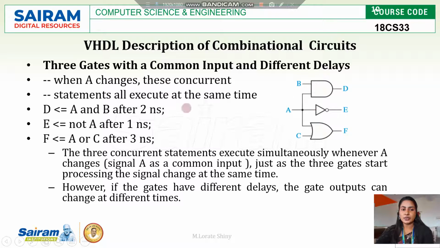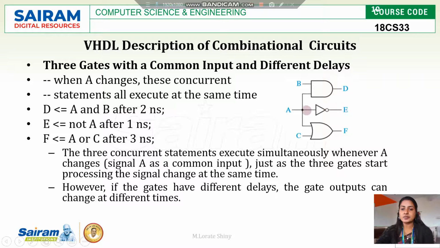Another circuit. This has 3 gates, but for all the 3 gates one input is common. That is A. A input is common. So for this, how to write the VHDL code? I am using the behavioral model only. So D equal to A and B. The delay time is specified using the keyword after. So D equal to A and B after 2 nanosecond.